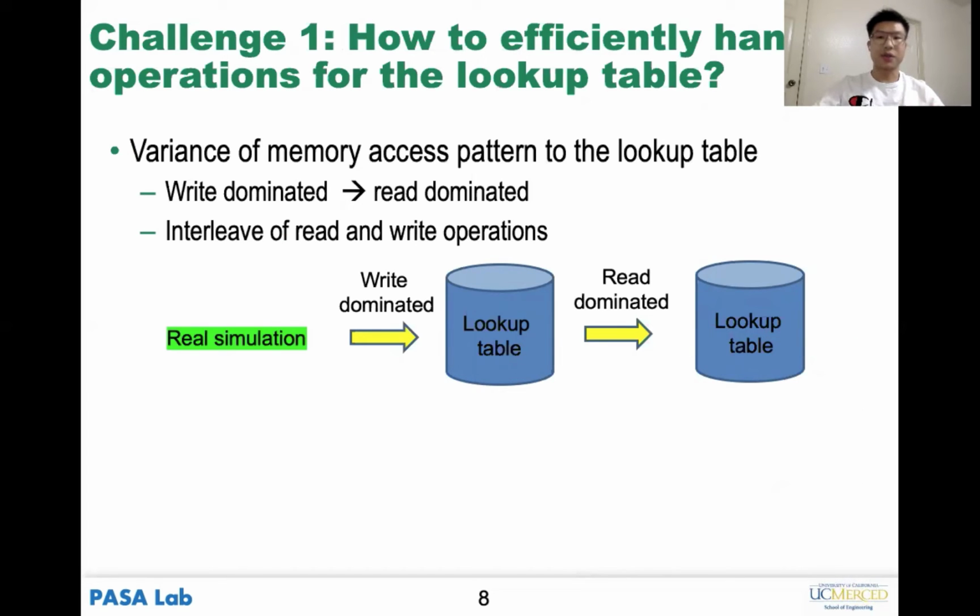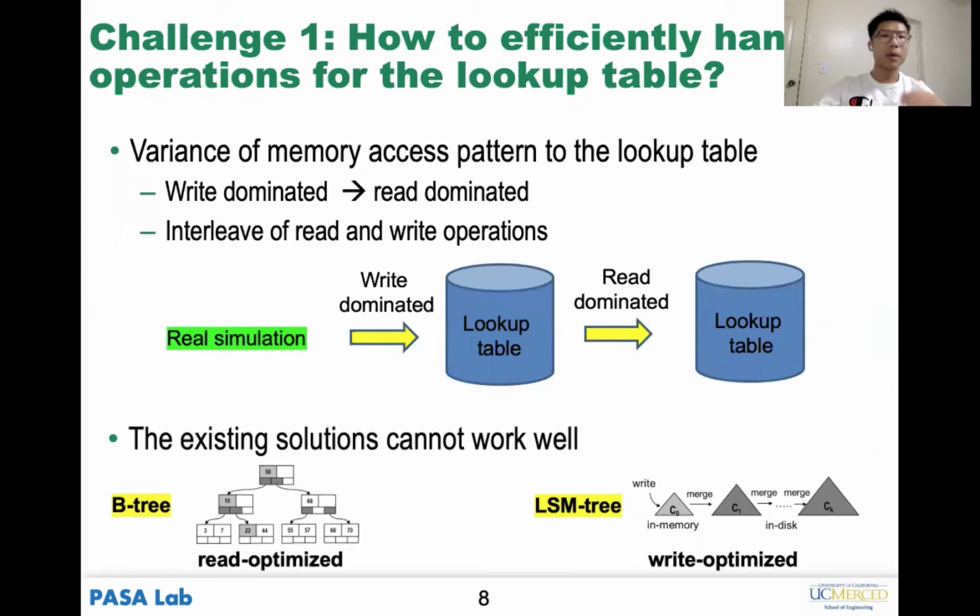And we also have some challenges for using this method. The first challenge is how to handle operations for the lookup table. The memory accesses are dominated by writes in the beginning of the MD simulation in order to populate the lookup table. Once the lookup table is populated, the memory accesses are dominated by reads in the remainder of the MD simulation. The common data structures to build the lookup table, such as B+ tree and LSM-tree, can provide high performance for either read or write, but not for both. Hence, they lack the flexibility to accommodate the variance of the memory access pattern to the lookup table in the MD simulation.